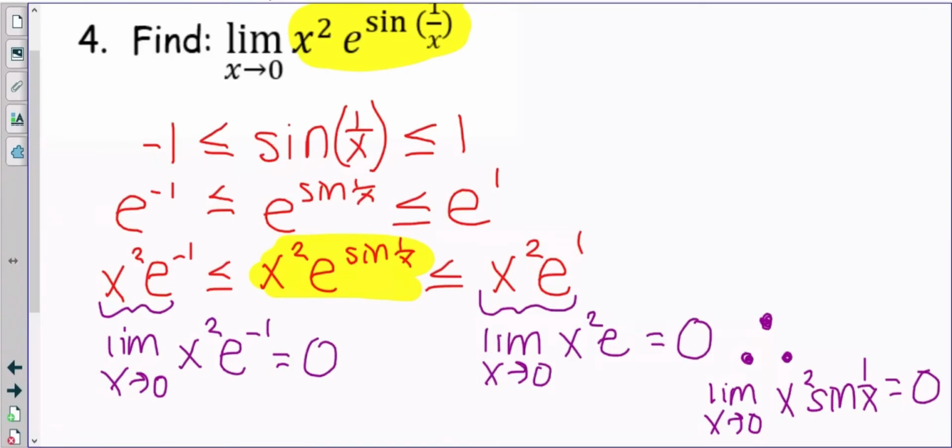And so my final answer, oh, that was fancy. My final answer is going to be just 0. So that is the squeeze theorem.